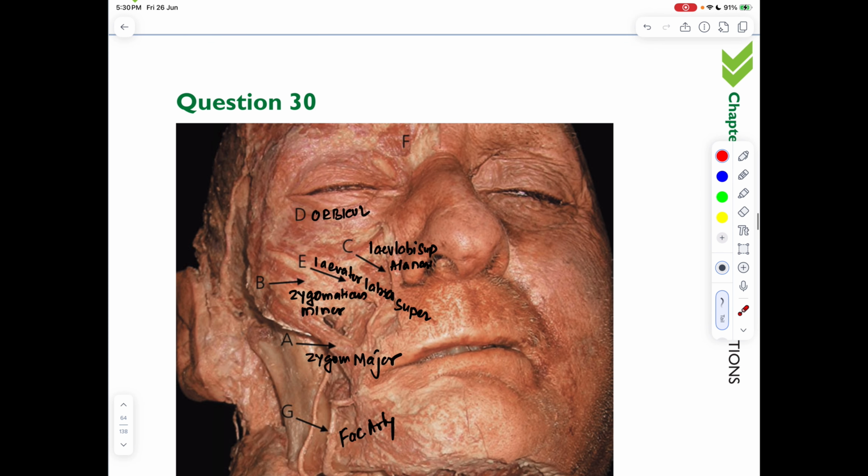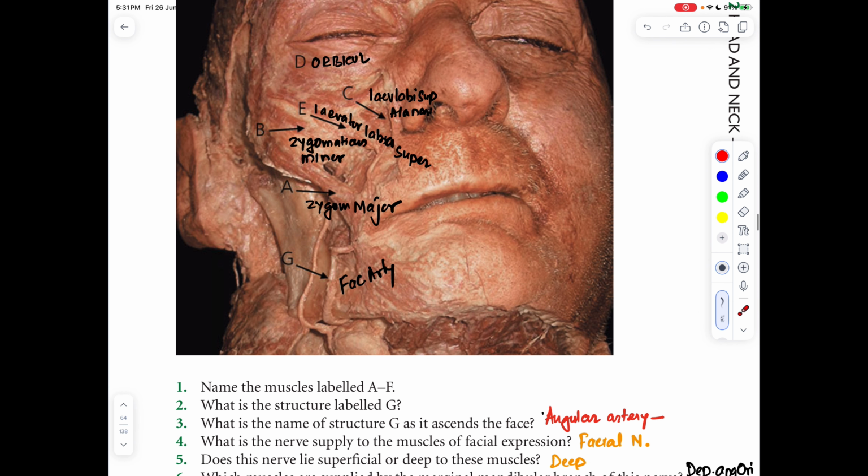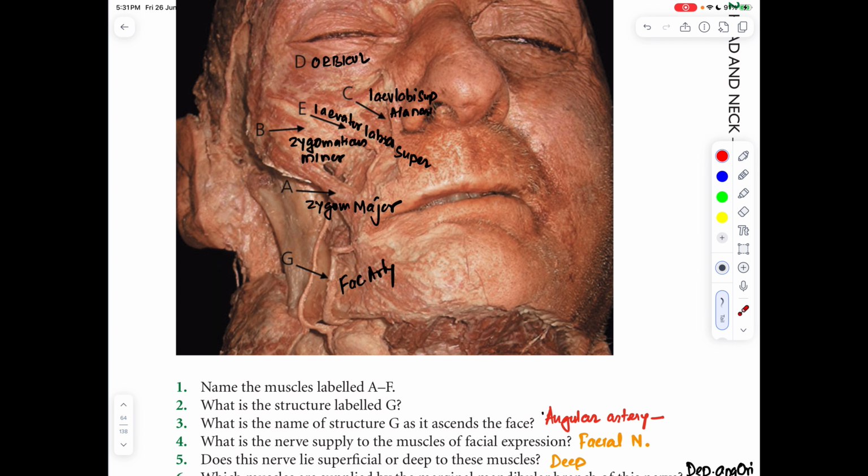Now this is the face. You get the muscles: orbicularis oris, levator anguli oris, levator labii superioris, zygomaticus minor, zygomaticus major. This is the facial artery. So facial artery, zygomaticus major, zygomaticus minor, levator labii superioris, levator labii superioris alaeque nasi. So nasal bone, ala nasi. G is facial artery.